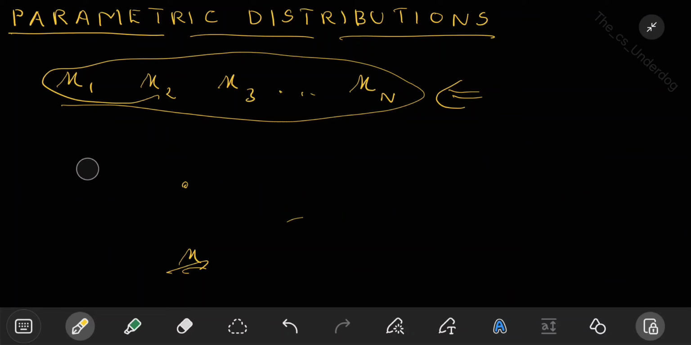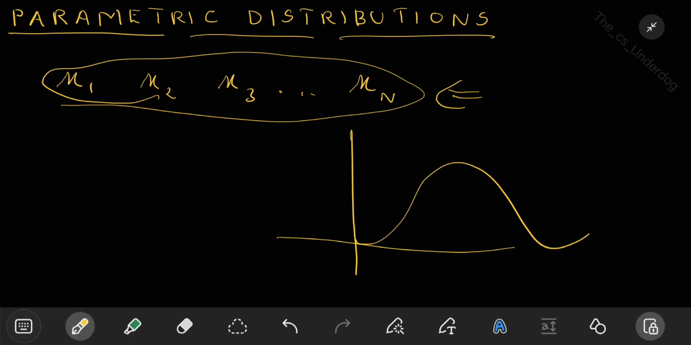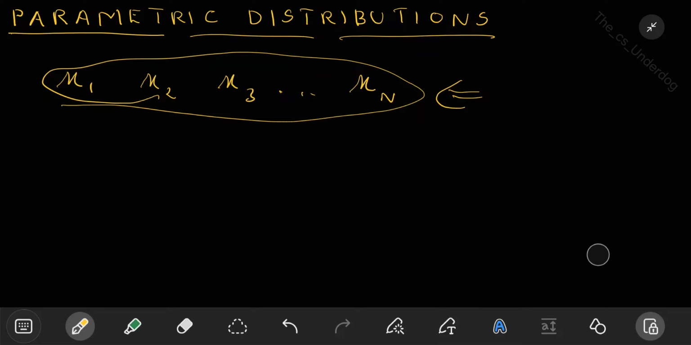Similarly, you are trying to model a distribution. Once you have this distribution, you should be able to identify each of your data points from it. So why is this called a parametric distribution?